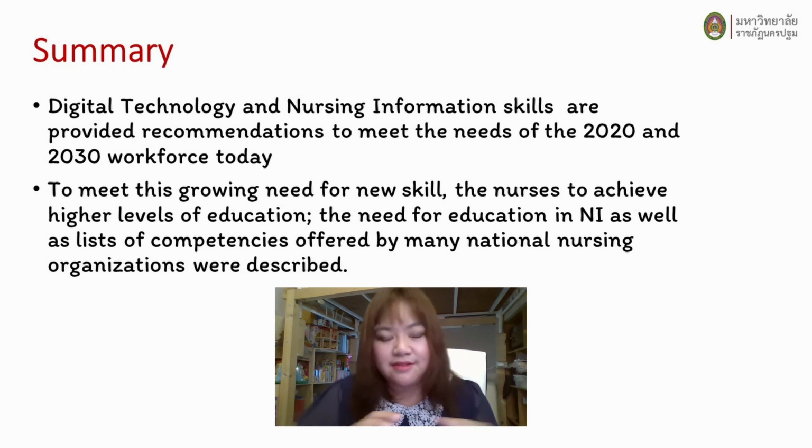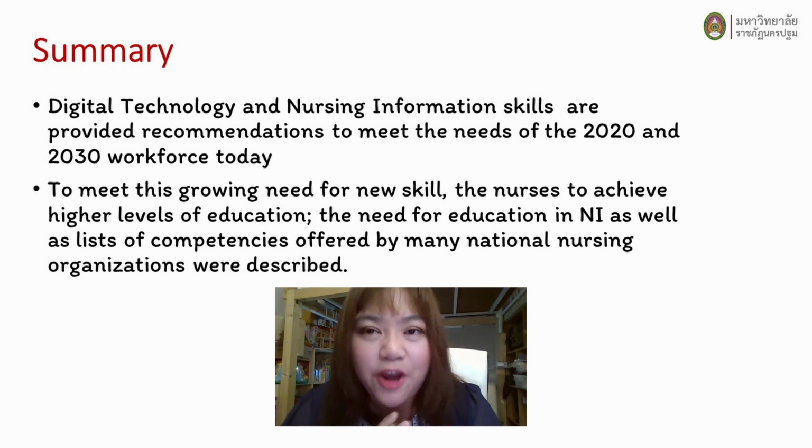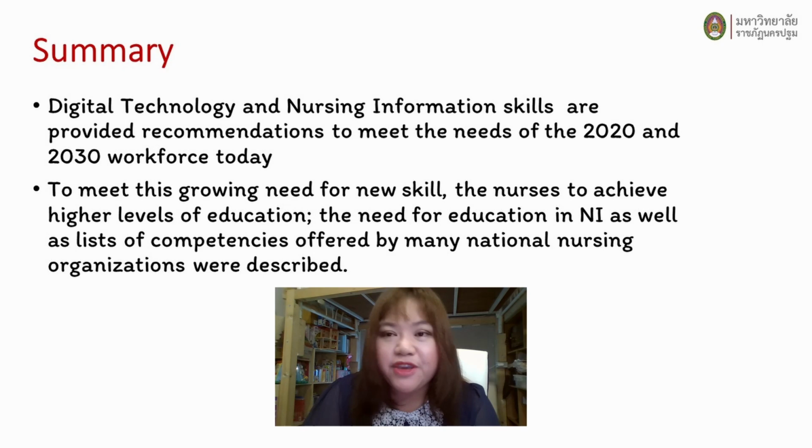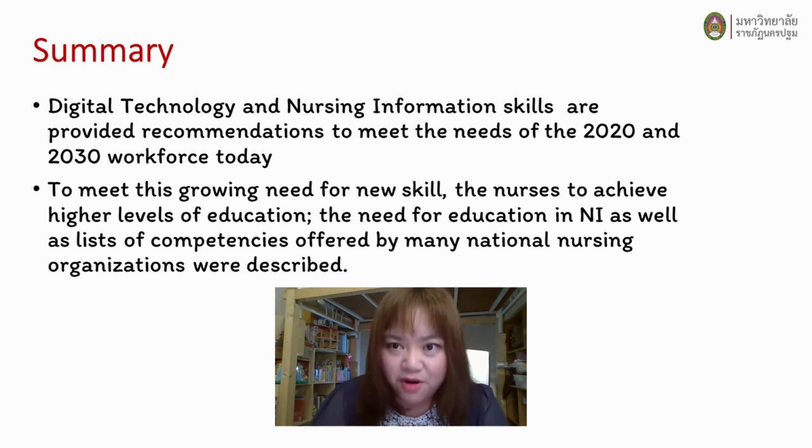Okay, this is already too long for this topic. This topic we have already finished. For the summary, digital technology and nursing informatics skills provide recommendations to meet the needs of the 2020 to 2030 workforce. Don't forget to read more about this. And also NI and ICT are very important to all nurses and also nursing students.